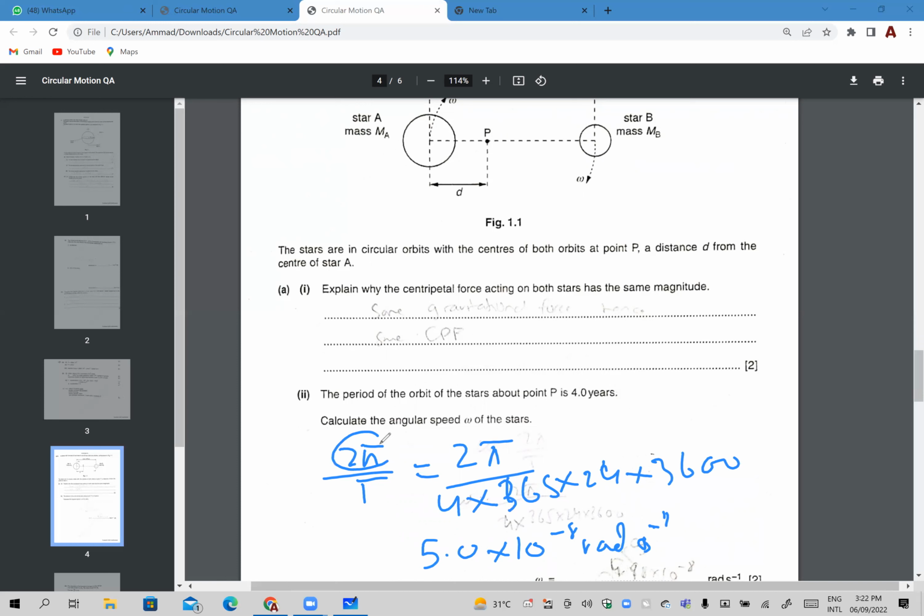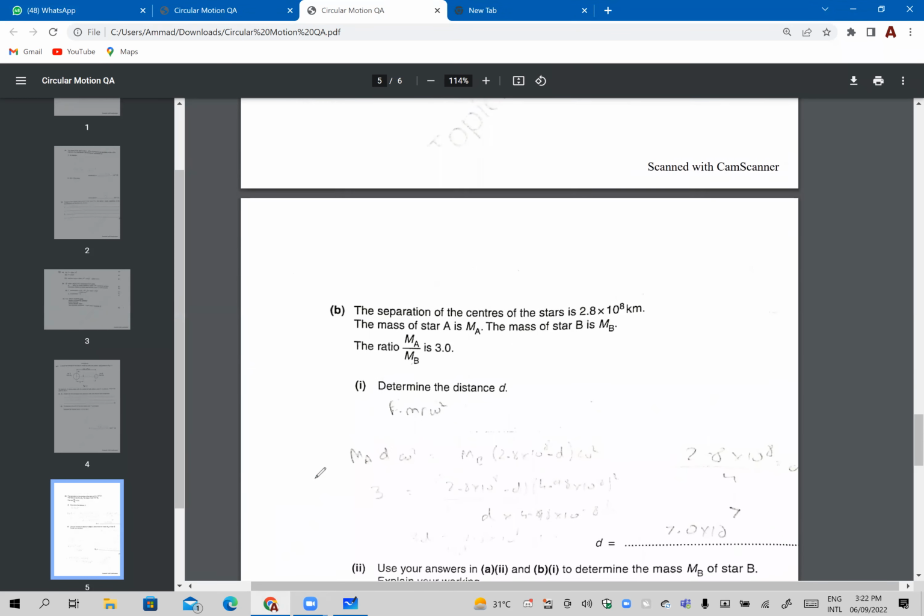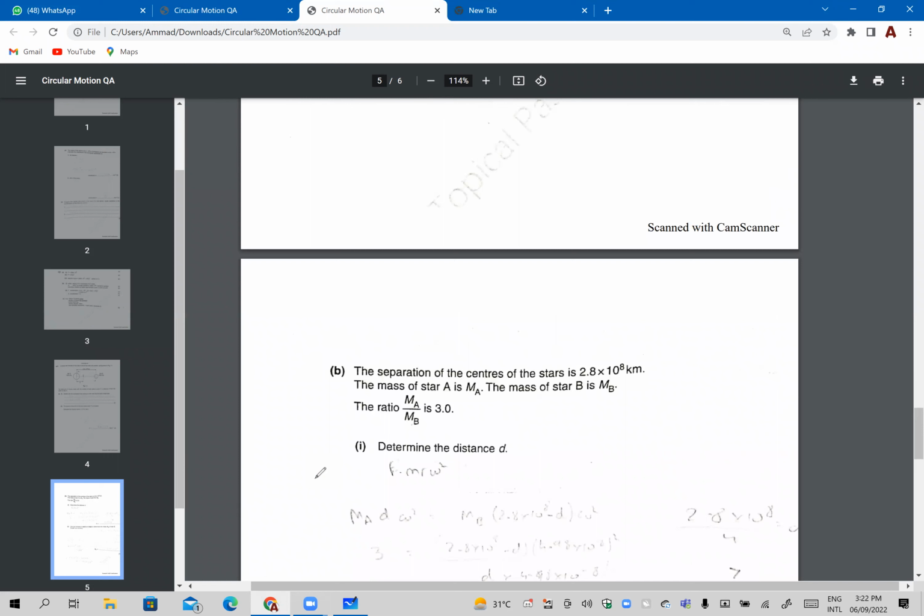Because radians किसका आ रहा है? ये theta. And time is in seconds. So this is angular speed of the stars. Okay, the separation of the centers of the stars is 2.8 times 10 raised to the power of 8. Mass of star A is MA and the mass of star B is MB. The ratio MA over MB is 3. Achha, they've given you the answer for the ratio and not the exact values of masses here.